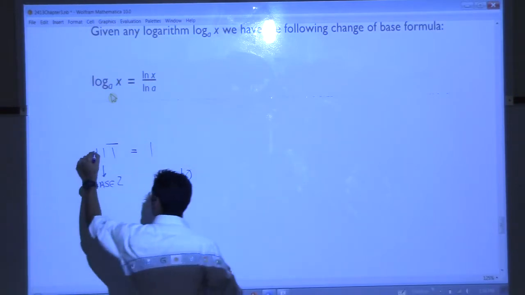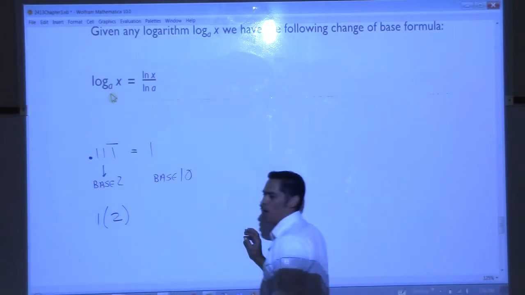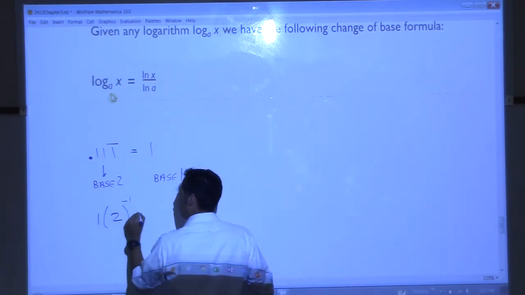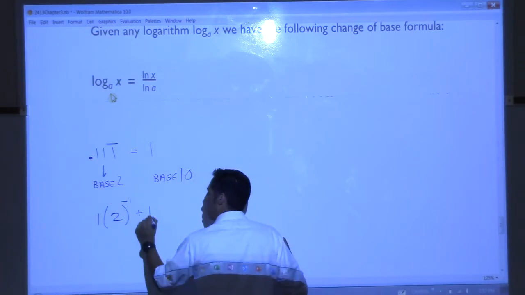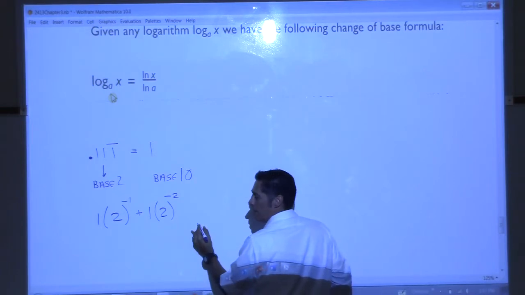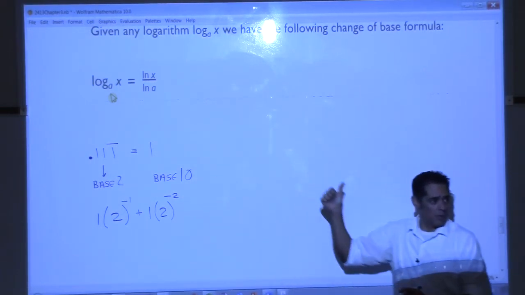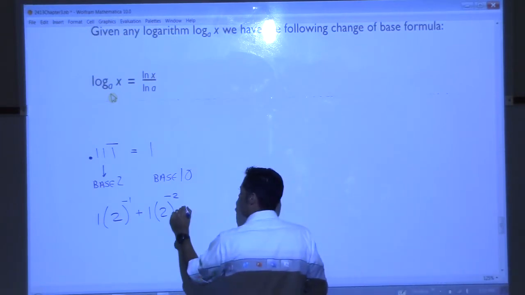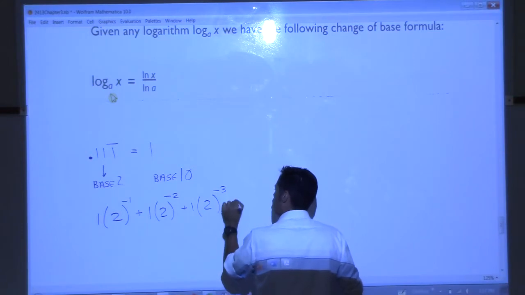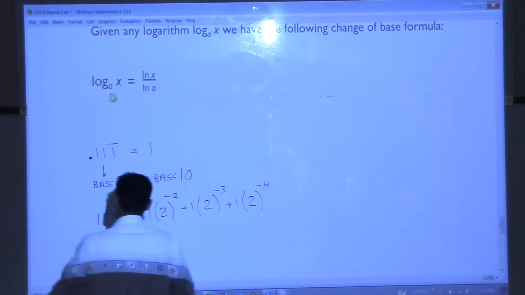So that first one right there means I have 1 times 2 raised to what power? To the negative 1. Plus, now I have another 1, but now 2 to the negative 2, right? Do y'all understand what I'm doing with the exponents because I'm on the right side of the decimal? Okay, and then this next one would be another 1, but then 2 to the negative 3 plus 2 to the negative 4, right? So let me see what this is.